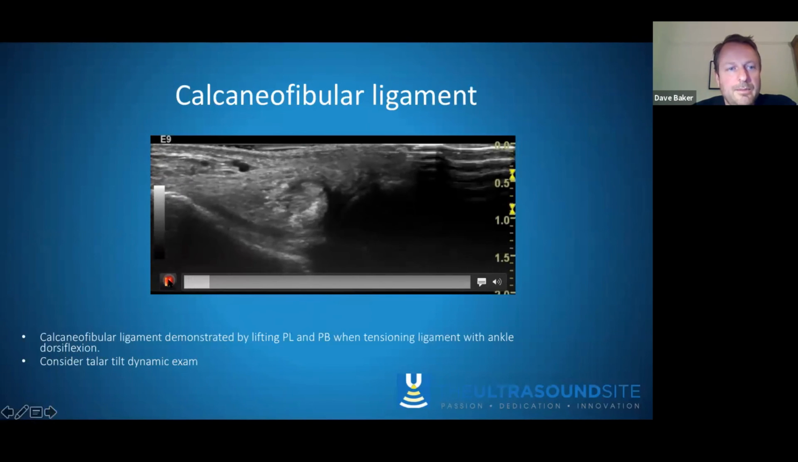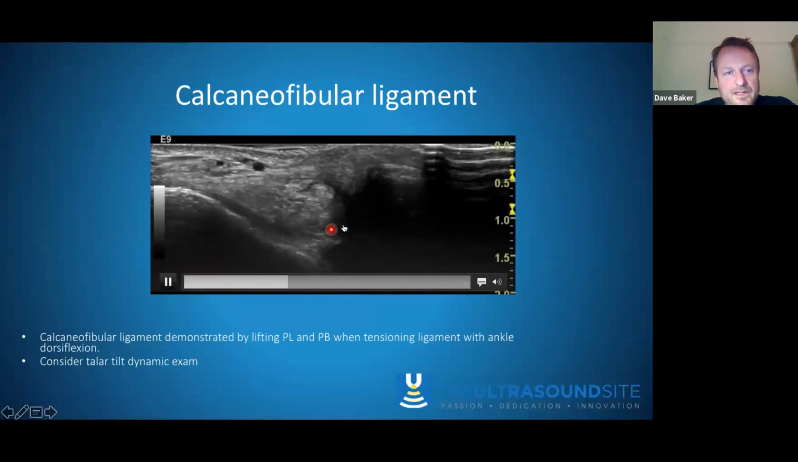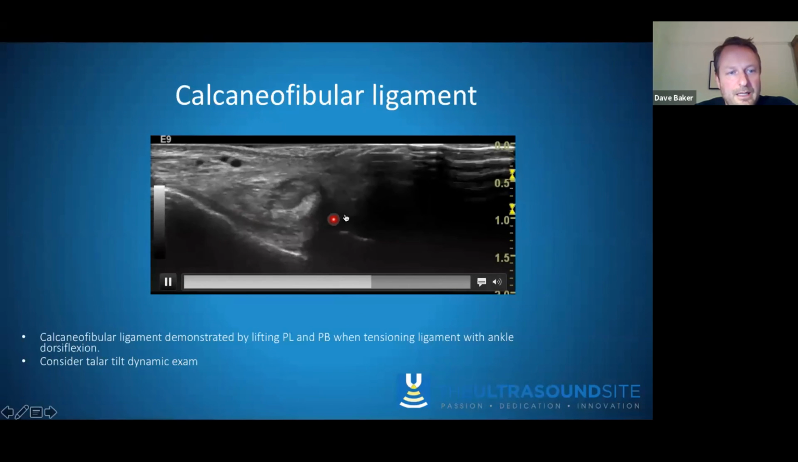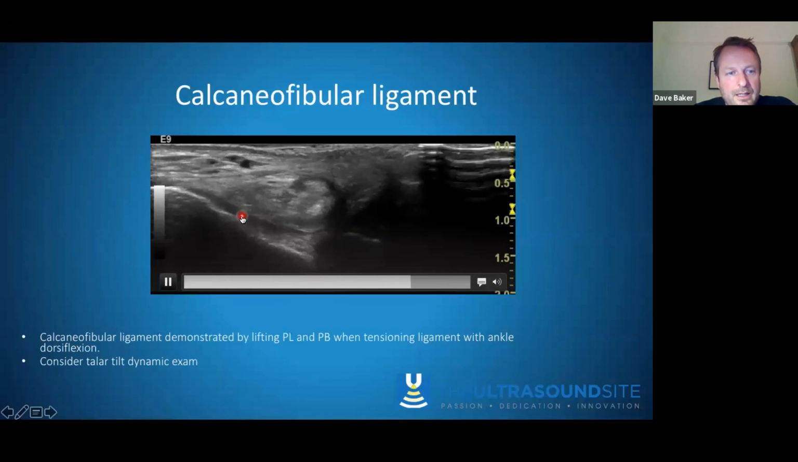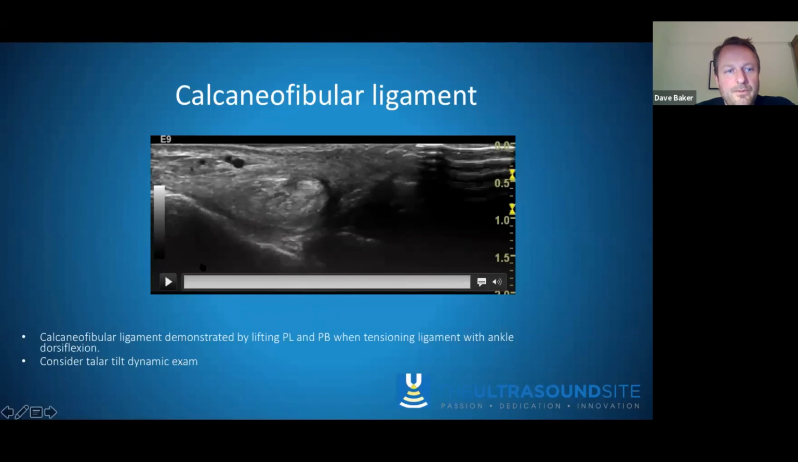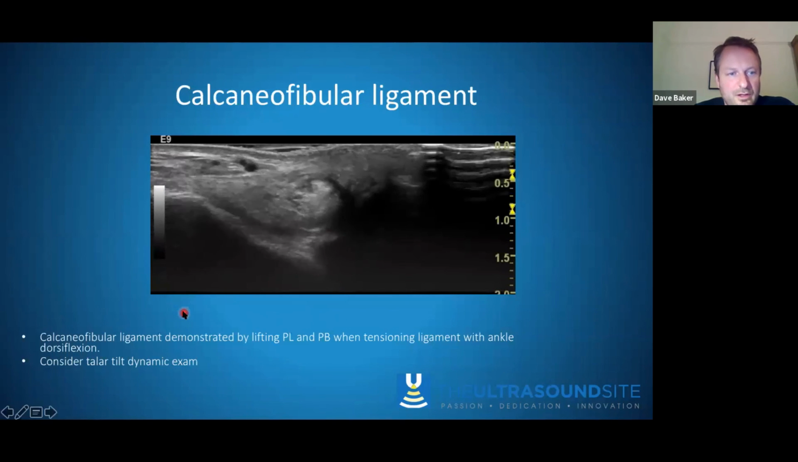Another ligament on the lateral aspect of the ankle. So this is quite a neat assessment technique. The calcaneofibular ligament here can be seen running, and it dips slightly away from the probe. So it's difficult to obtain a good image of the whole ligament without getting some anisotropy.